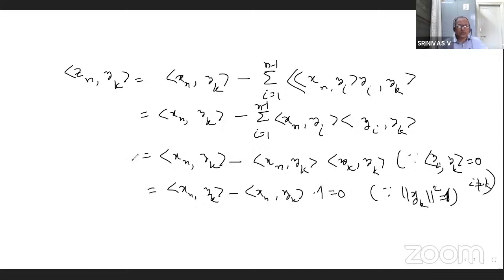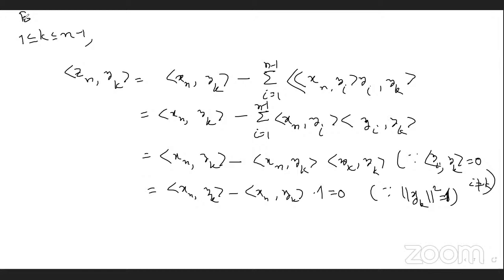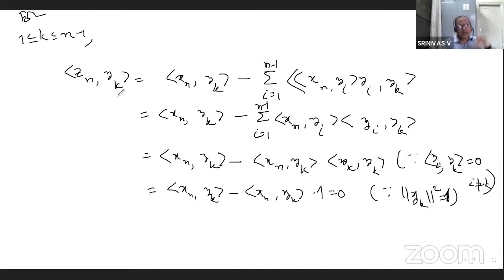So Zn and yk are orthogonal for all k's between 1 and n minus 1. For this case, we showed that Zn is orthogonal to yk. Now, out of this Zn, we'll construct a yn. Define yn equal to Zn by norm Zn.